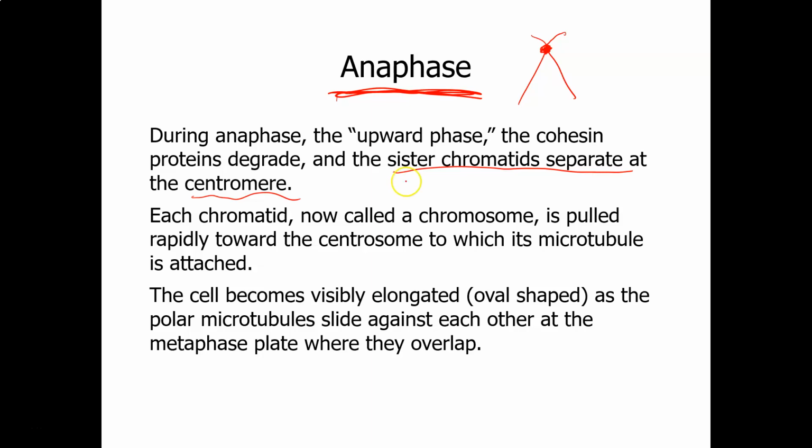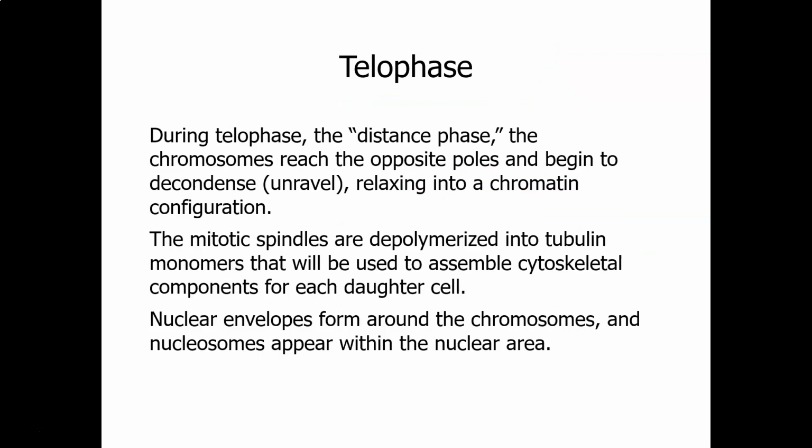Each sister chromatid is now called a daughter chromosome, and it's pulled rapidly toward the centrosome, which means opposite ends of the parent cell. The way that happens is the spindle fibers or spindle microtubules are attached to each of those daughter chromosomes, and then they shorten. Another thing that happens is the cell becomes elongated or oval shaped.